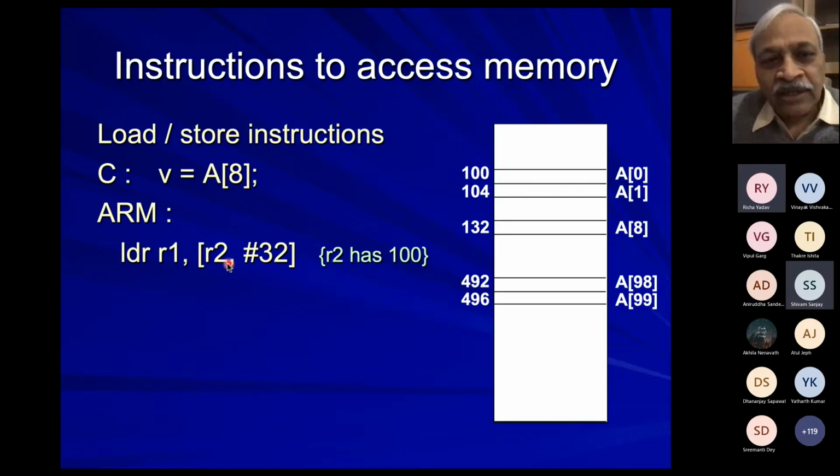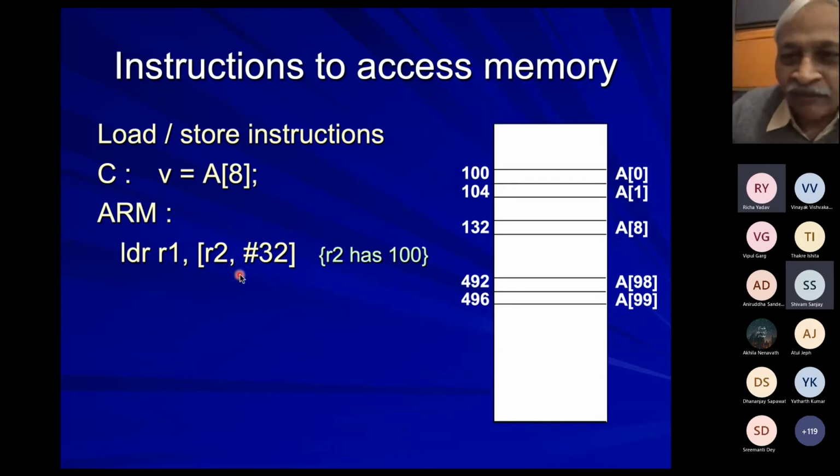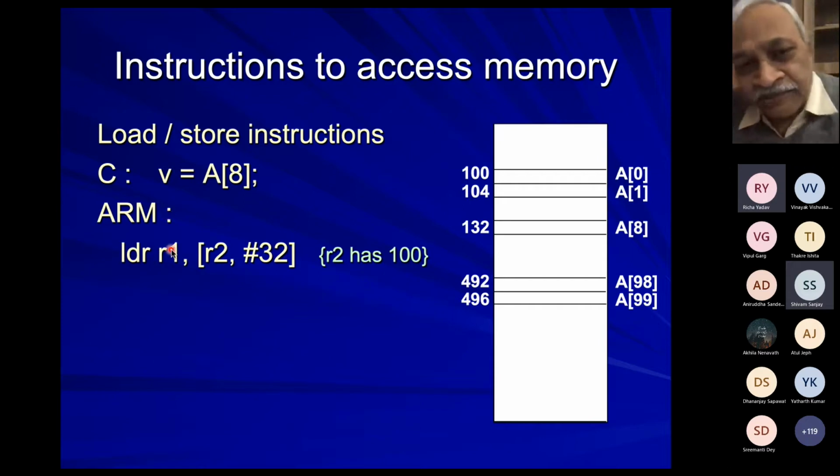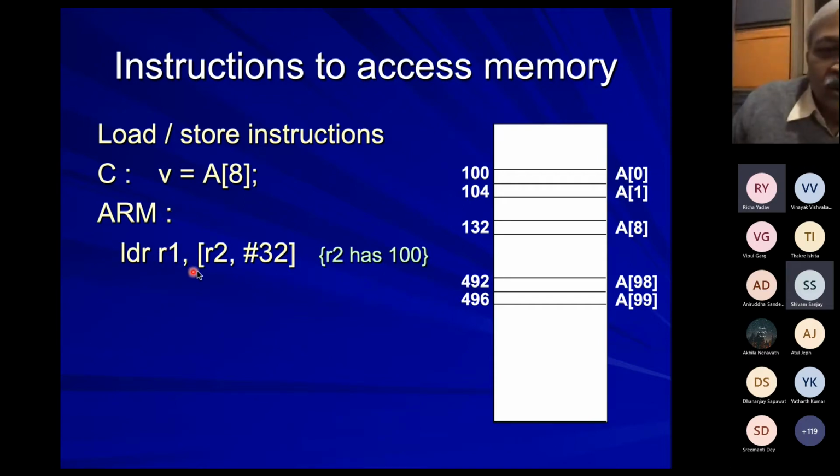And you can see that there are 2 registers involved, LDR, R1. Now these brackets and hash, all these are part of the syntax. We'll see that in detail in due course. So what we are saying here is that R1 corresponds to V here. So we want to get some data from memory and put it in register R1.